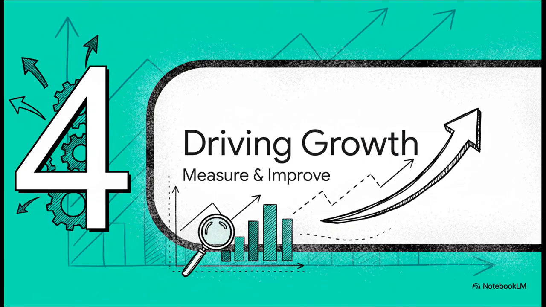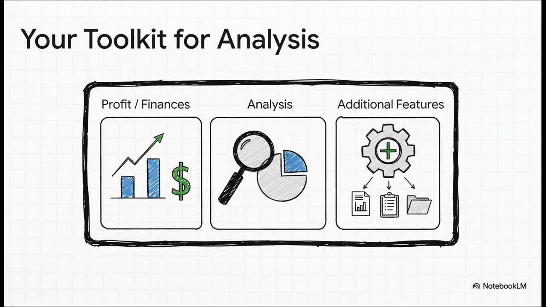So after you've made some sales, the next absolutely critical step is to look back at the data and figure out what's actually happening. How do you measure success? Where are the opportunities to get better? So this is basically your business intelligence toolkit. The profit finances module, that gives you the bottom line. It answers the biggest question: are we actually making money? Then analysis lets you dig way deeper.